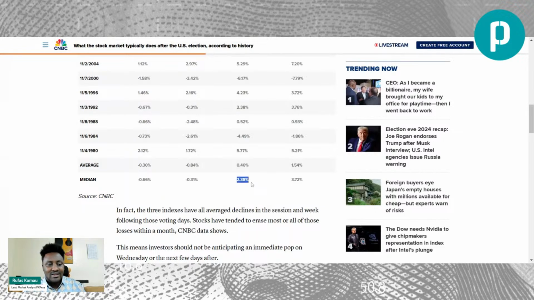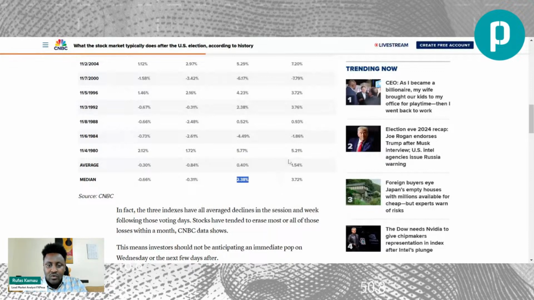gain since 1980. So this is 44 years of data, which basically spans the last 10 and now 11 elections. So this will be the 11th election since 1980.